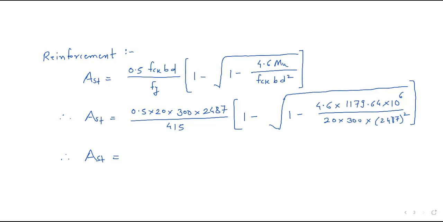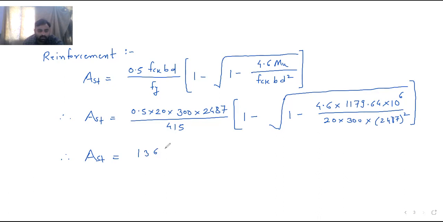What is the answer? After solving this, the answer is 1366.30 mm square. This is the answer. Now take the check for the minimum steel for this.